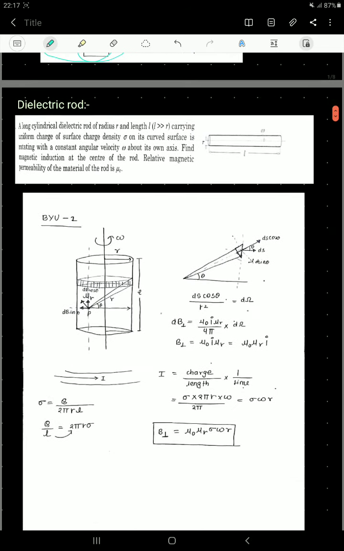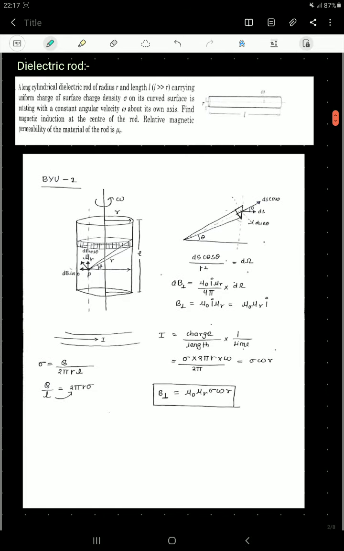Now first of all, this is a question taken from Pathfinder. It is a Build Your Understanding question number 2 from Magnetic Effect of Electric Current. It is a similar type of problem, but here we will take the medium as mu r. It is a similar situation, and I have done a similar type of proof here.